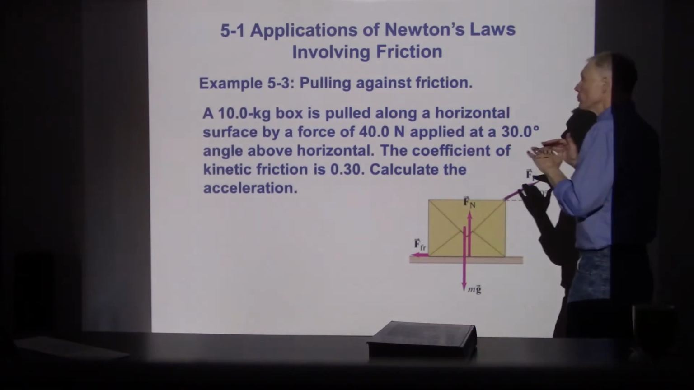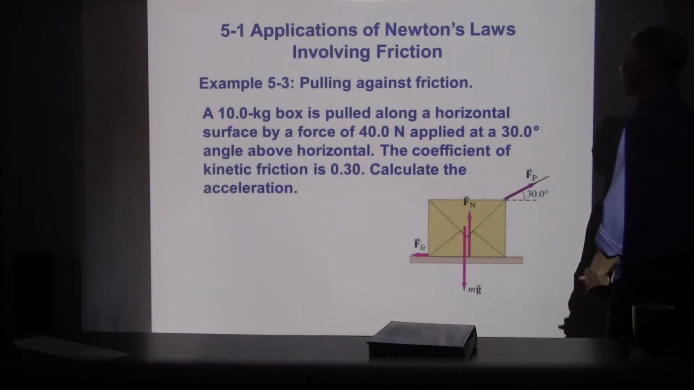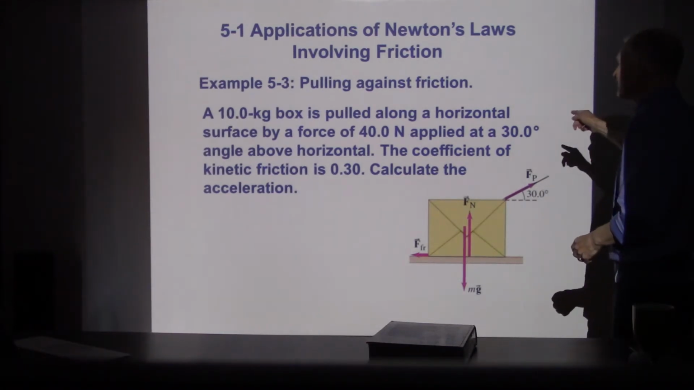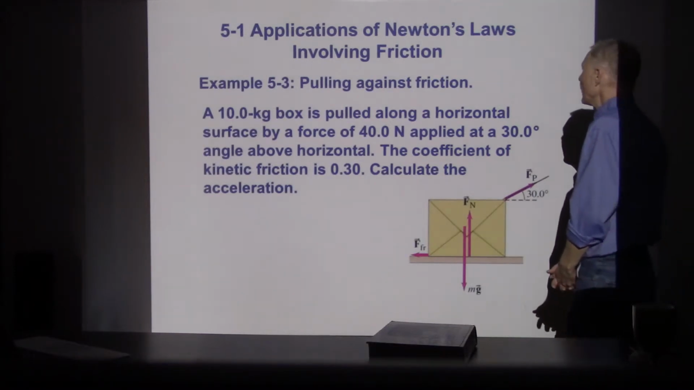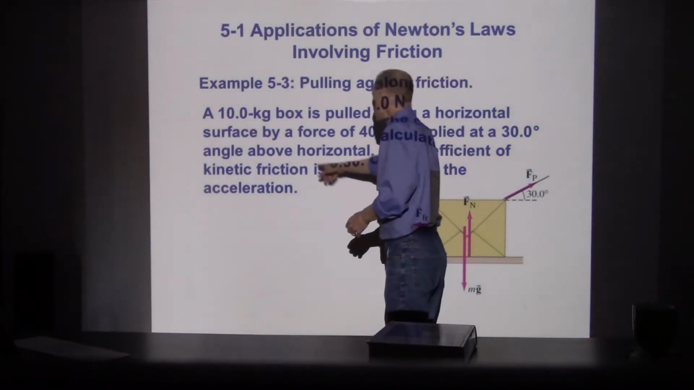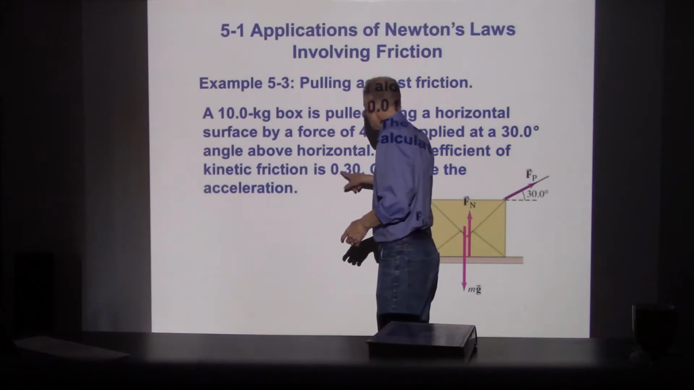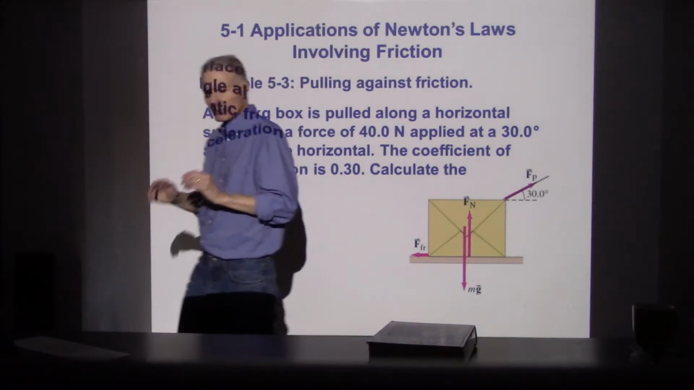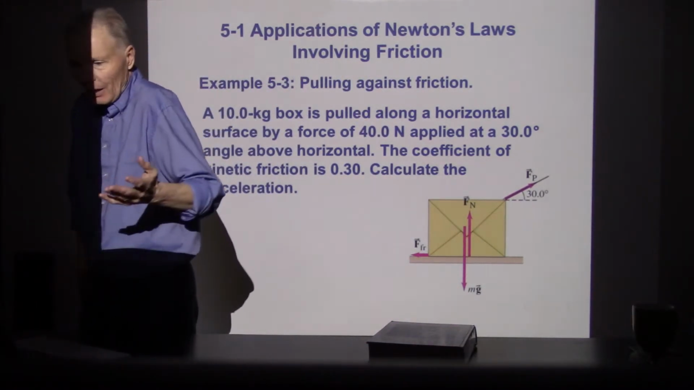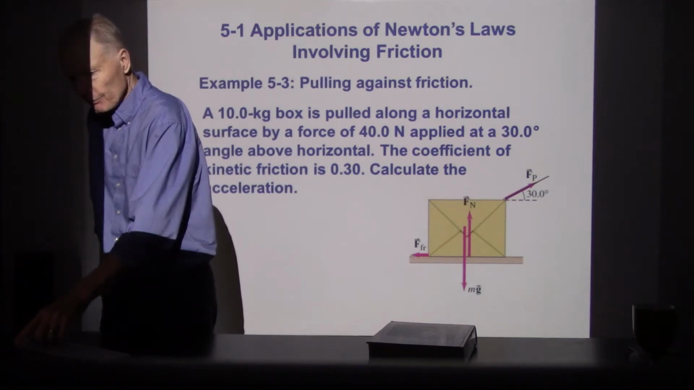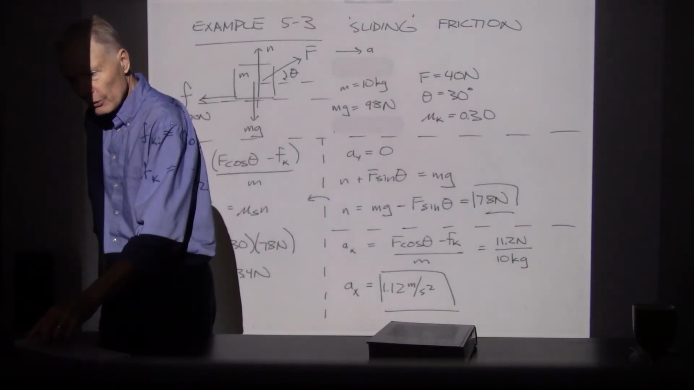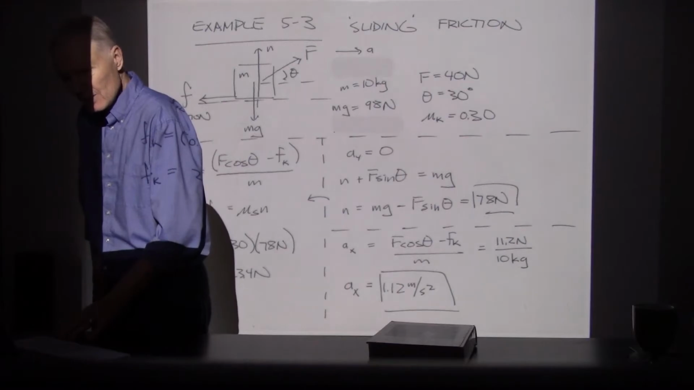So we can go back and redo the whole problem. The box is still 10 kilograms. We are still pulling with 40 newtons. It's still at 30 degrees. And what they're claiming now is that we're looking at kinetic friction, 0.3. So let's take a look and see, because I wasn't sure the box would even slide. So they're just assuming the box is sliding.